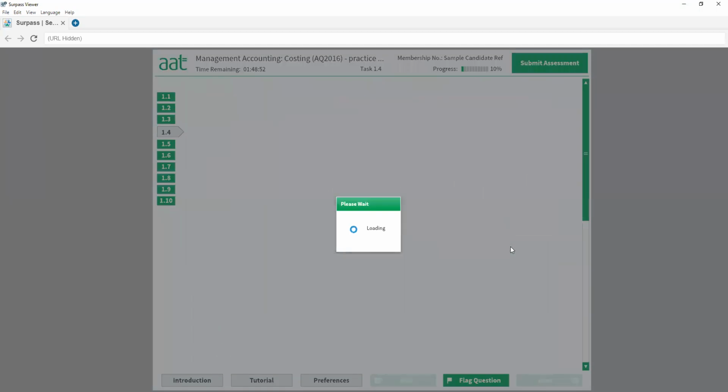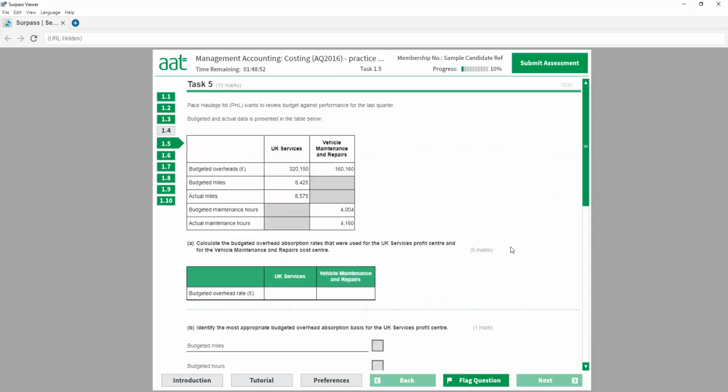Task 5. We have this one from the absorption. So you have to say what is the budgeted overhead rate. So let's read this question. They said PHL Limited wants to review the budget against the performance for the last quarter. Budgeted and actual data is presented in the table below. So you have a UK service and you have a vehicle maintenance and repair. So you have a budgeted overhead.